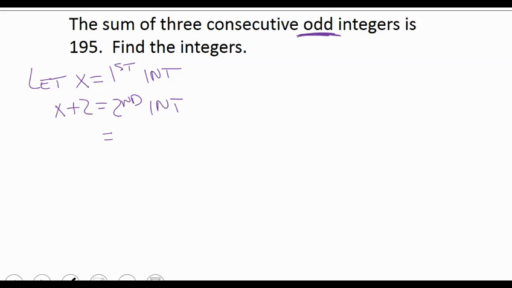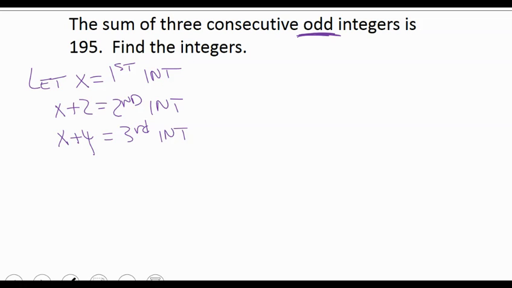So now this was the sum of three consecutive integers. I'm going to have a third one as well. And if x was my first one, x plus 2, I add 2 to get to my next one. I would add 4 to get to my third integer. So you can see there, I've got x as the first integer, x plus 2 as the second integer, x plus 4 as the third integer.